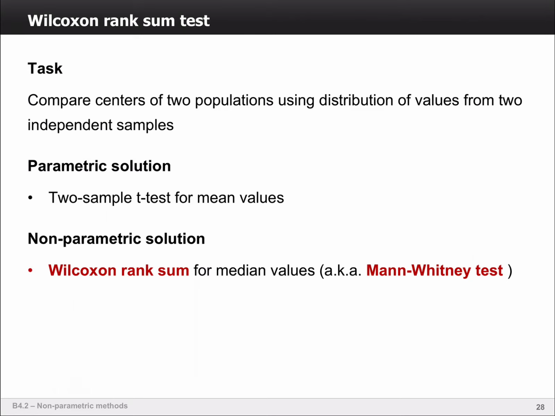So we will use the median values again. And the test is called the Wilcoxon rank sum test. You see, the name is quite similar to what we had before. Before it was the Wilcoxon signed rank test. Here we have the Wilcoxon rank sum test. Sometimes it's also called the Mann-Whitney test, and I think it's easier to call it the Mann-Whitney test just to avoid any confusion. And the test also is based on the ranks.